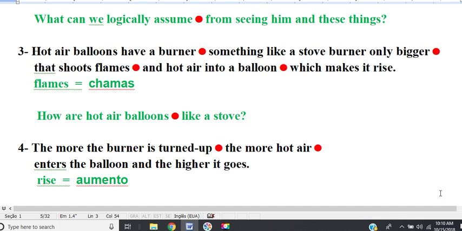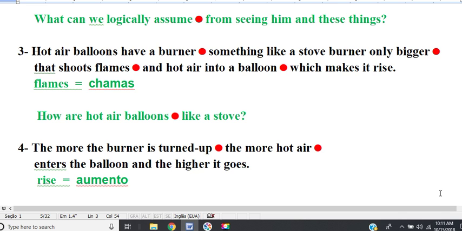Line 3. Hot air balloons have a burner, something like a stove burner, only bigger, that shoots flames and hot air into a balloon, which makes it rise.